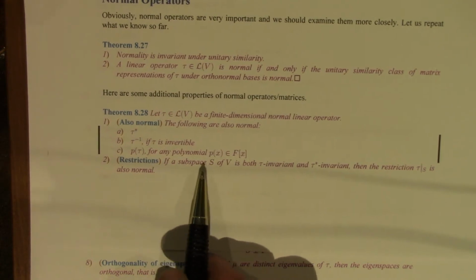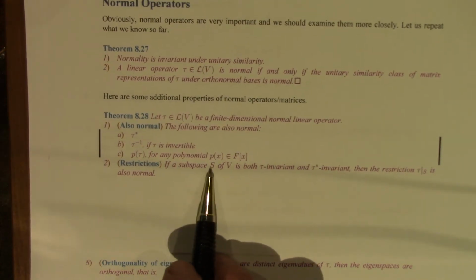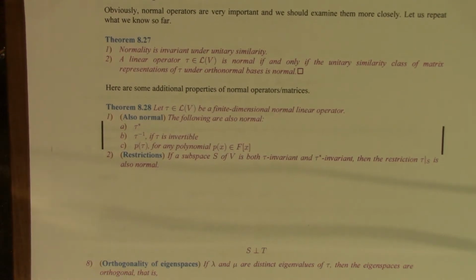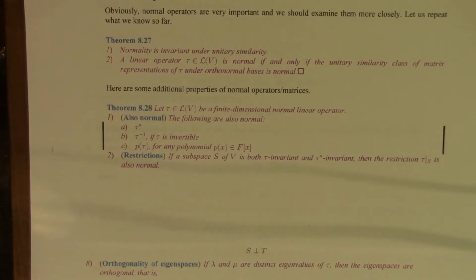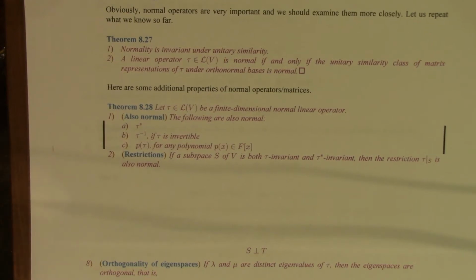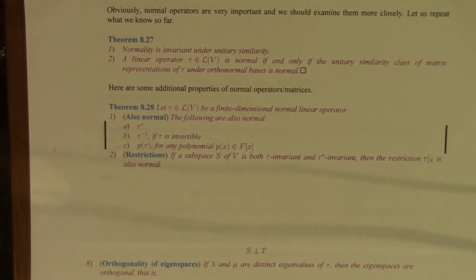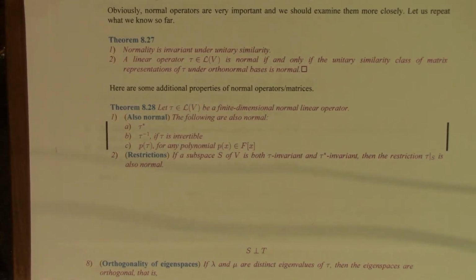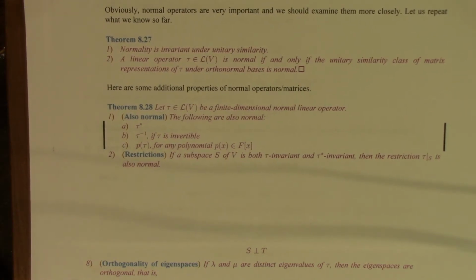Also, if a subspace S of V is both tau invariant and tau star invariant, then the restriction of tau to the subspace is normal. It's not enough for the subspace to simply be tau invariant. It also has to be invariant under the adjoint of tau.